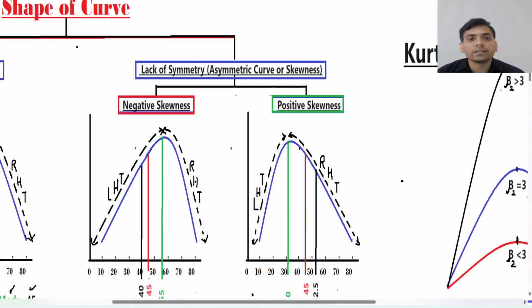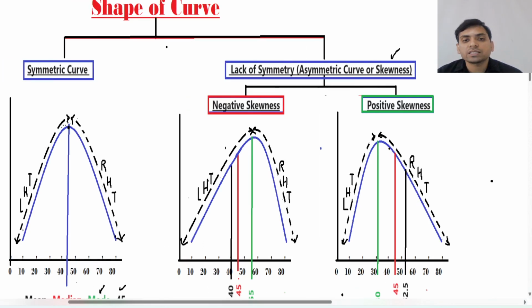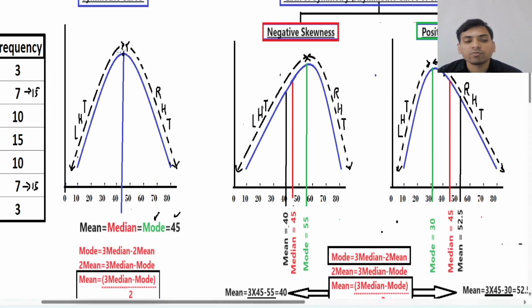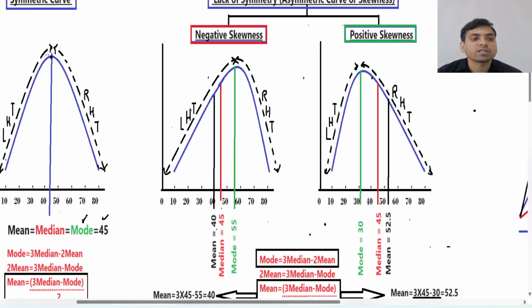For asymmetric situations, there are two types. First is negatively skewed data, and second is positively skewed data, or negative skewness and positive skewness. We can say these two come under lack of symmetry, or asymmetric curve, or simply this is known as skewness. So skewness is when mean, median, and mode are not all equal. Just like in the first case, that is symmetric data because mean, median, mode are all equal.